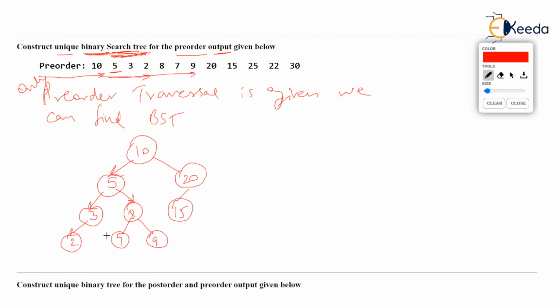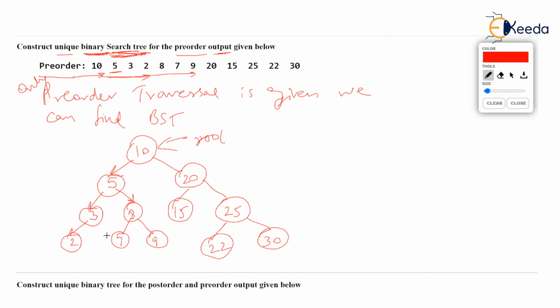25. Where will 25 go? If you start with 10, 25 is greater than 10. So 25 should go to the right of 10. And 25 is also greater than 20. So it should go to the right of 20. 22 goes to the left of 25. I'm not explaining the construction of a binary search tree all over again. 30 will go to the right of 25. This is the binary search tree that was asked.